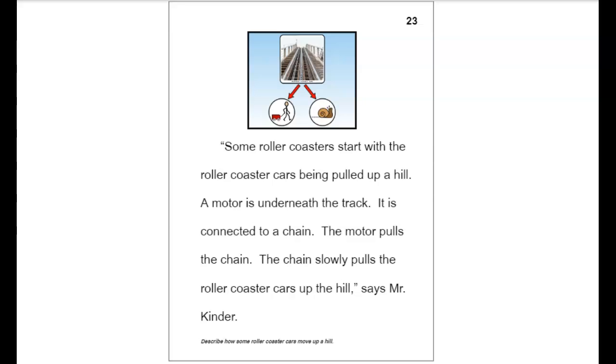Some roller coasters start with the roller coaster cars being pulled up a hill. A motor is underneath the track. It is connected to a chain. The motor pulls the chain. "The chain slowly pulls the roller coaster cars up the hill," says Mr. Kinder. So here's our picture. A car being pulled up the hill on a roller coaster.